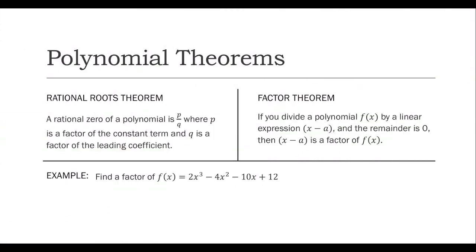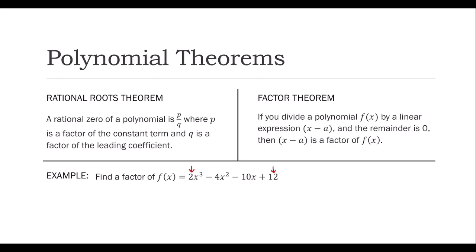We have two more polynomial theorems. Our rational roots theorem says a rational zero of a polynomial is p over q, where p is a factor of the constant term and q is a factor of the leading coefficient. So in terms of this example down here, we have our leading coefficient, which is 2, and we have our constant term, which is 12.